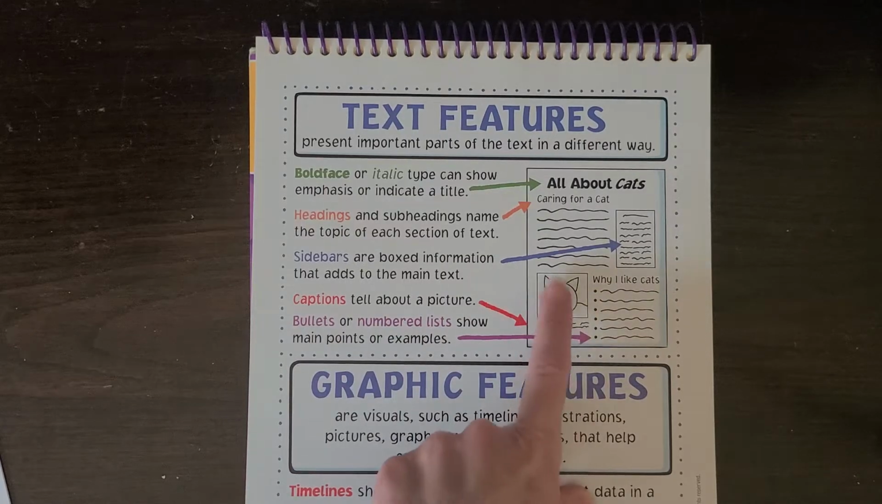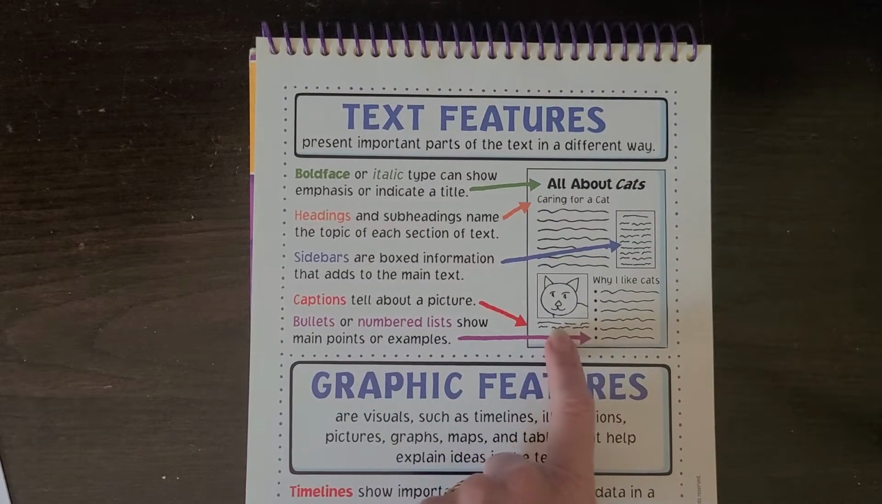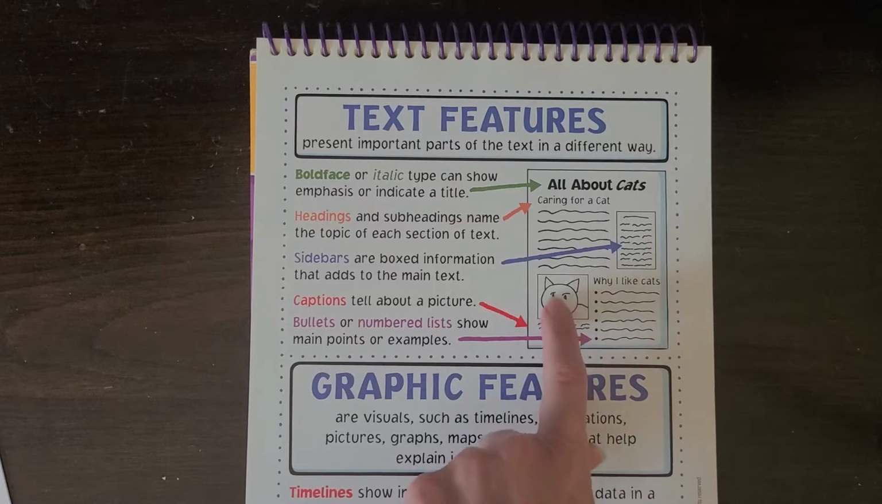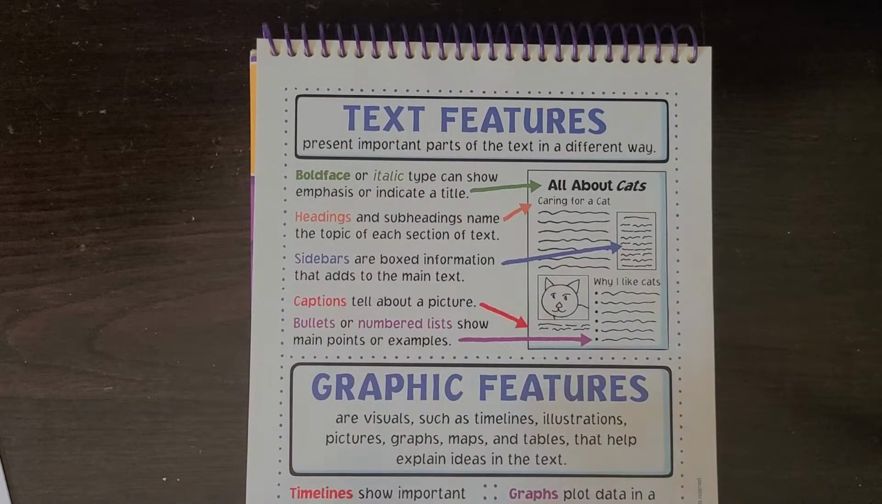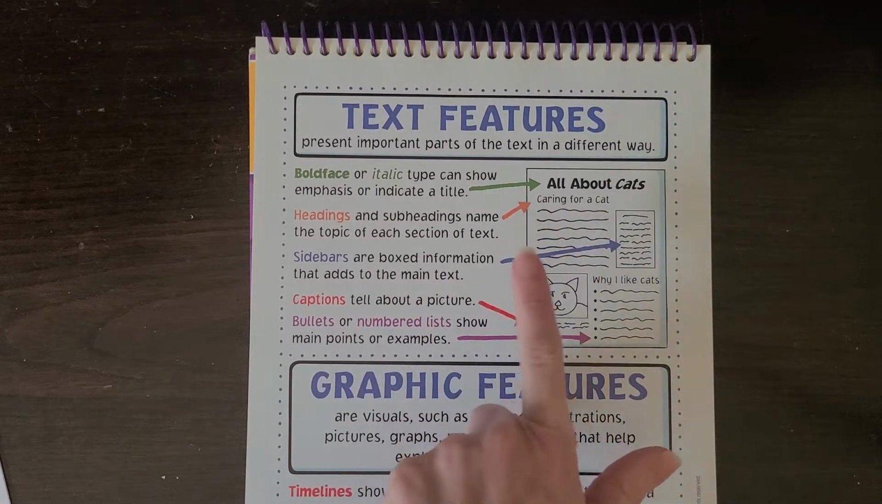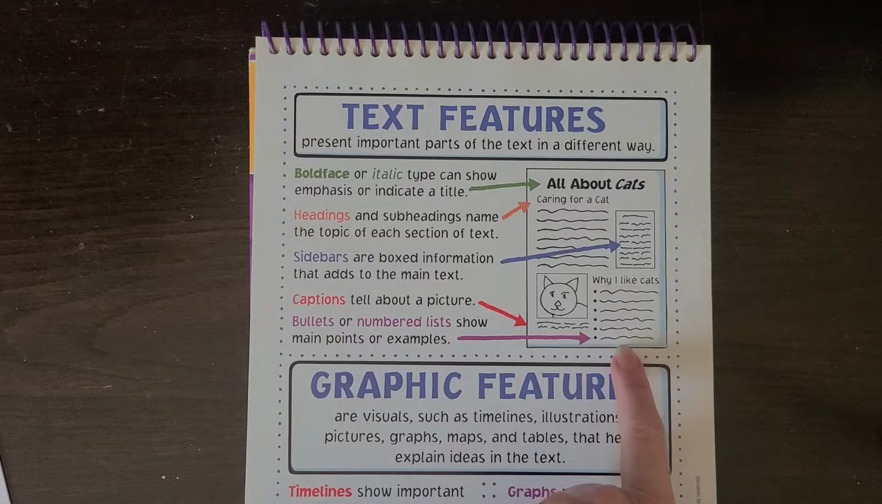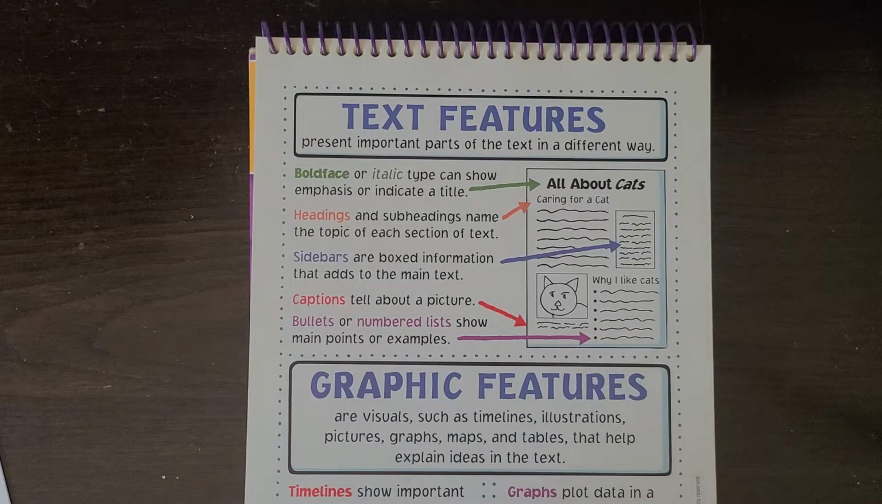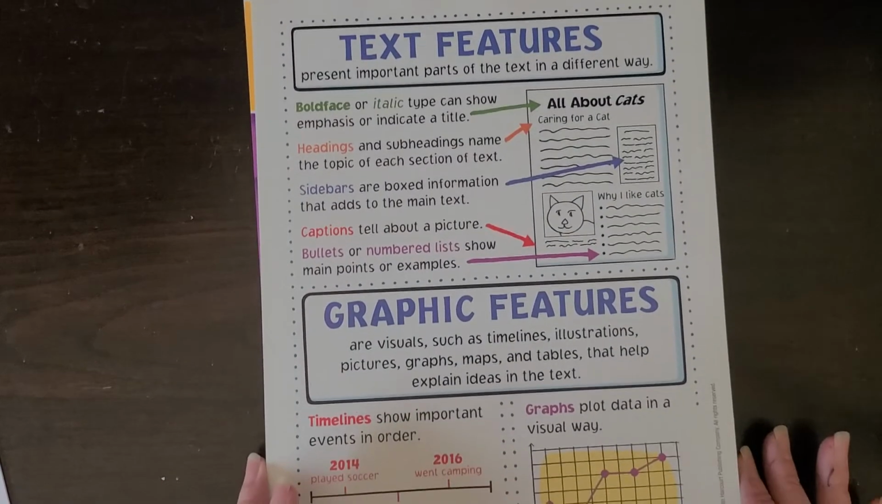So underneath or beside or above or somewhere near the picture, there would be a caption telling you about that picture. And then bullets or numbered lists show main points or examples. Instead of just having it in paragraph form, they might have it in a list form. So they're usually bullets or numbered lists in the text.